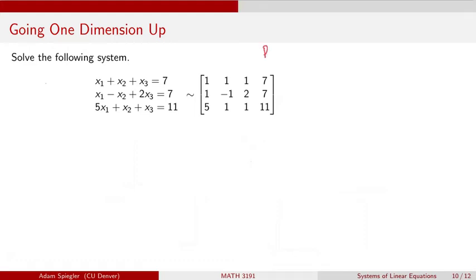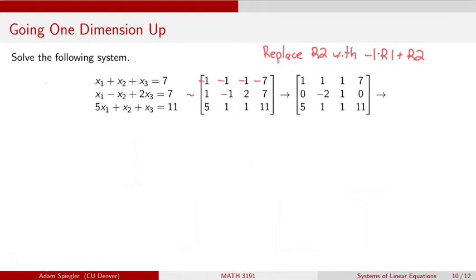And so a reasonable first step might be, well, let's eliminate the x1 in this equation by multiplying the top equation by minus 1 and adding it to the second equation. So in other words, we're going to replace the second row in this matrix with minus 1 times row 1 added to row 2. So I'm going to multiply everything in the top row by minus 1 and then add it down below. And so that's going to result in a new augmented matrix, which I've written out here.